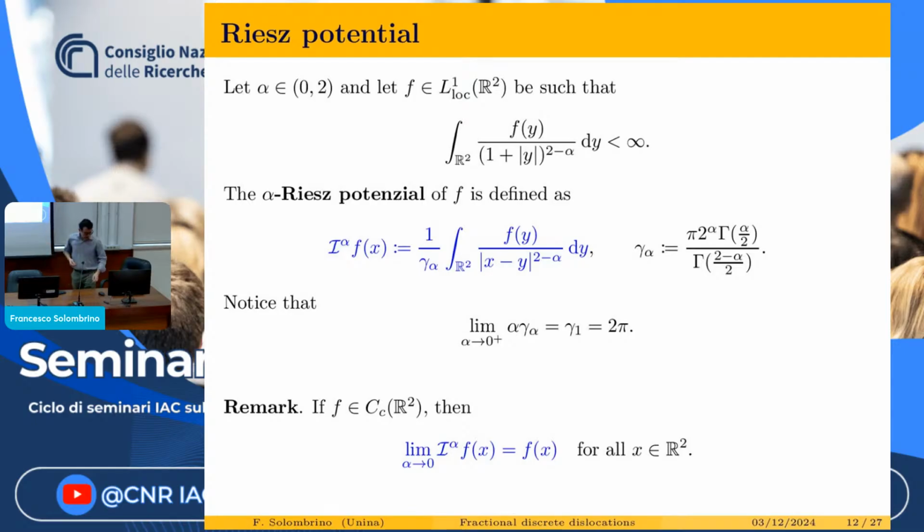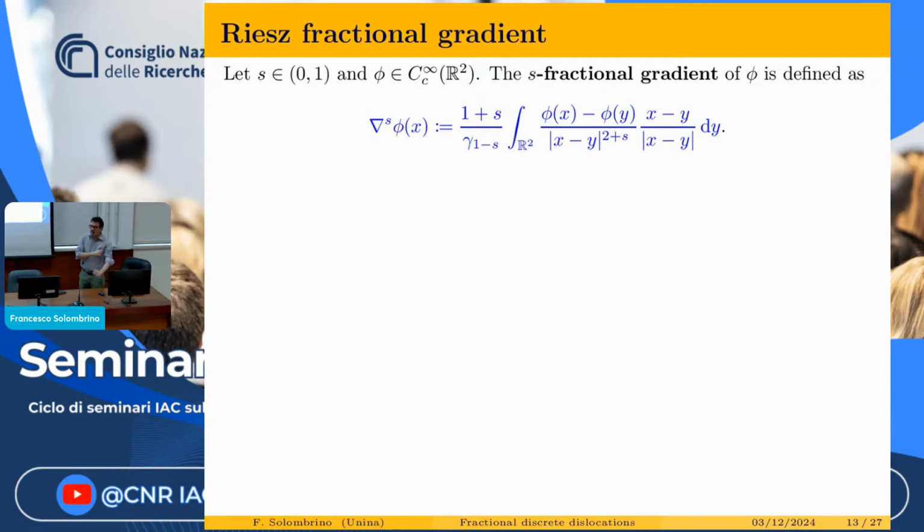Okay, this is the potential, but then you need a gradient. Accordingly, you can define a notion of fractional gradient. And as you may expect, how is a fractional gradient defined? You must replace the derivation with finite differences, and these finite differences are weighted by a Riesz potential. And there is also the multiplication by a unit vector, because you need to become a vector in the limit. So this is how you define the Riesz fractional gradient in the limit for smooth functions.